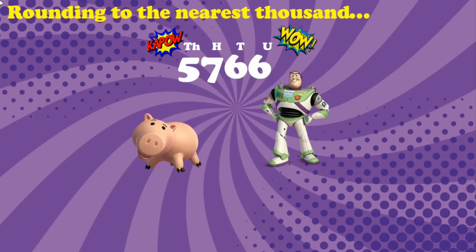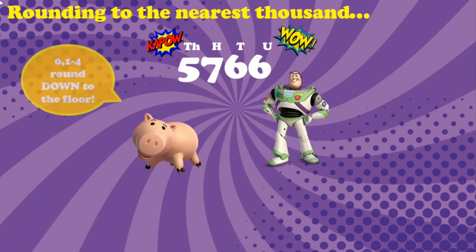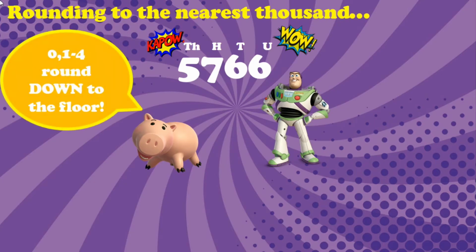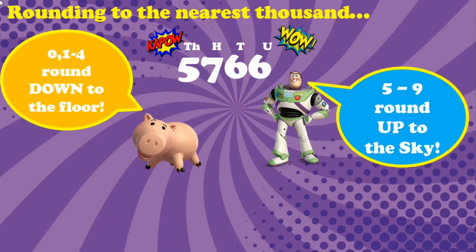5,766 rounded to the nearest thousand. So remember, 0, 1 to 4, we round down to the floor. 5 to 9, we round up to the sky. So remember, you can pause and then play it.